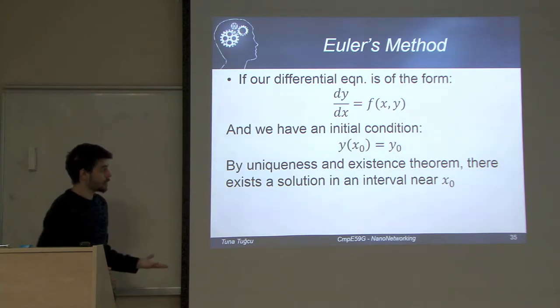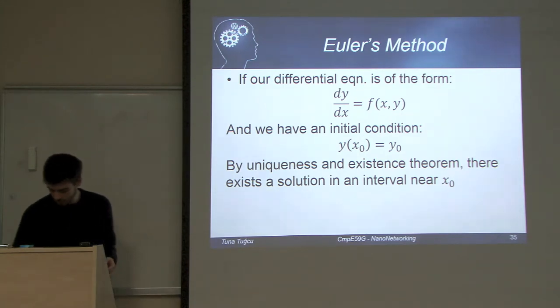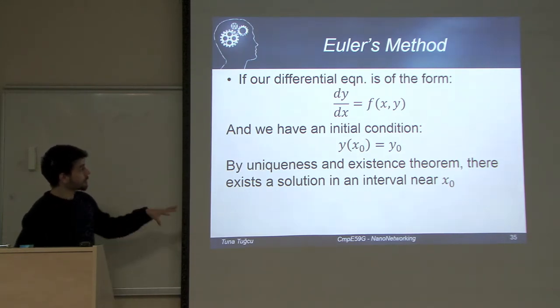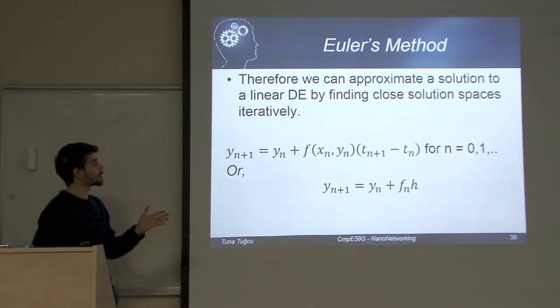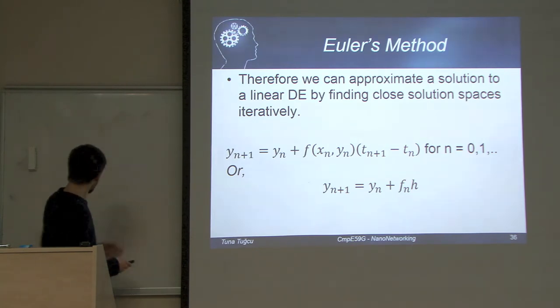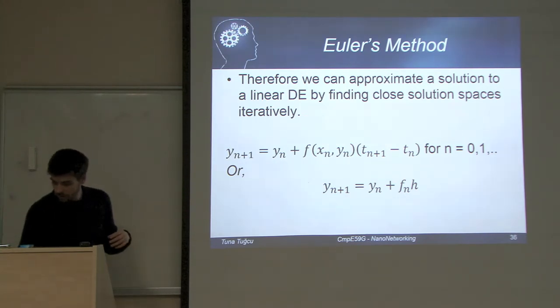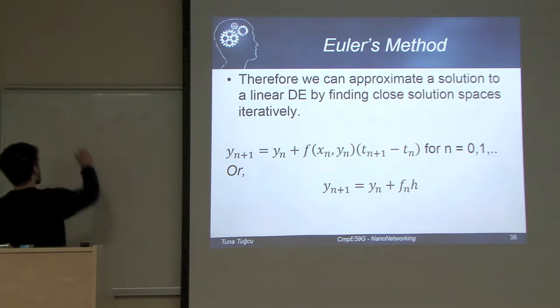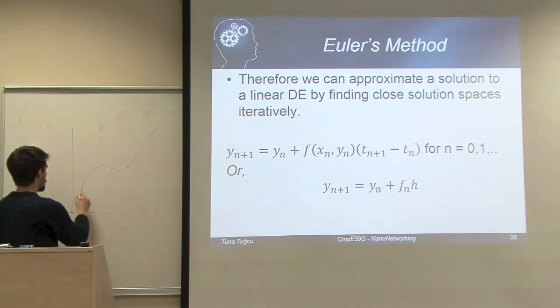By the uniqueness and existence theorem that I'm sure all of you know, there exists a solution in an interval near x0 because we have this initial condition, right? So from this initial condition, we approximate other solutions in the solution space. How do we do this? So imagine there is a differential equation and its solution is something like this. This is your differential equation's solution, and this is your initial condition, x0 and y0.